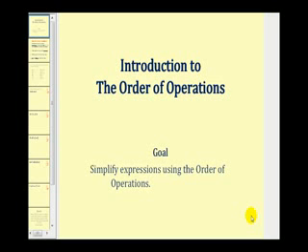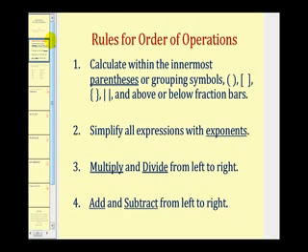Welcome to an introductory video on the order of operations. The order of operations provides a specific order in which expressions need to be evaluated. Step 1 is to calculate within the innermost parentheses or grouping symbols.